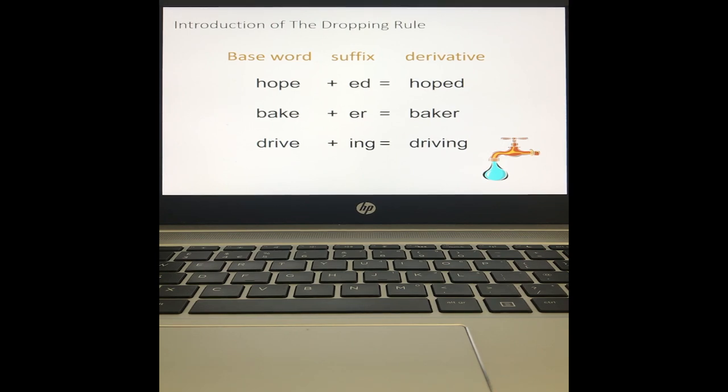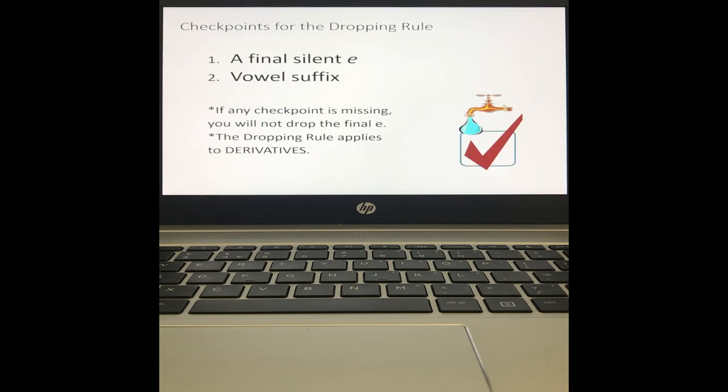If a base word ends in a final E and you're adding a vowel suffix, you will drop the E before adding the suffix. Here are the checkpoints for the dropping rule. The base word ends in a final silent E, and we're adding a vowel suffix. If any checkpoint is missing, you will not drop the final E. The dropping rule applies to derivatives.